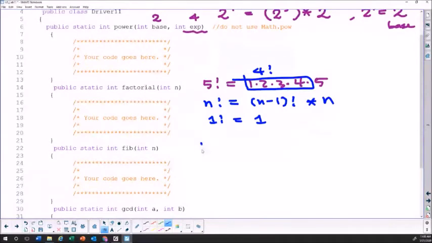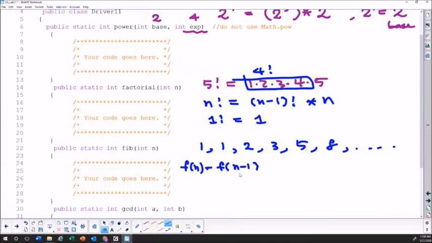Fibonacci sequence. First it starts from 1 and 1. Then from the third term, you are going to add the previous 2 terms, so 1 plus 1, then 1 plus 2, 2 plus 3, 3 plus 5. This is the Fibonacci sequence. So I can say the recursive case is Fibonacci n is Fibonacci n minus 1 plus Fibonacci n minus 2.